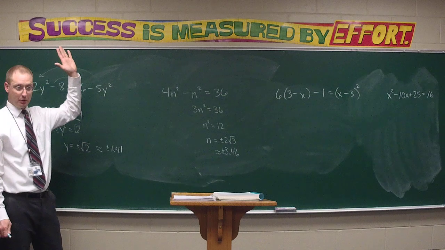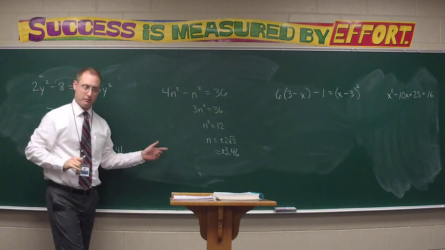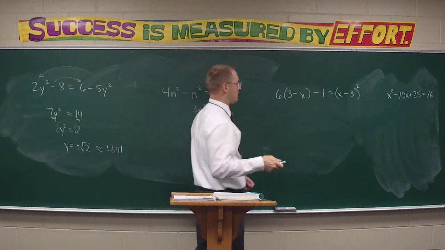How many have the positive negative 2 square root of 3? Anyone else get the positive negative 3.46 for your approximate decimal? Okay, questions? Look at the next one. Audrey, what do we need to do?